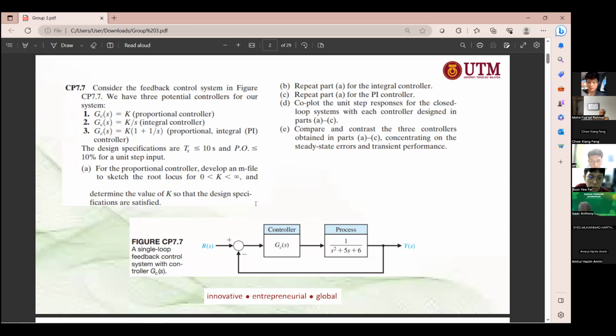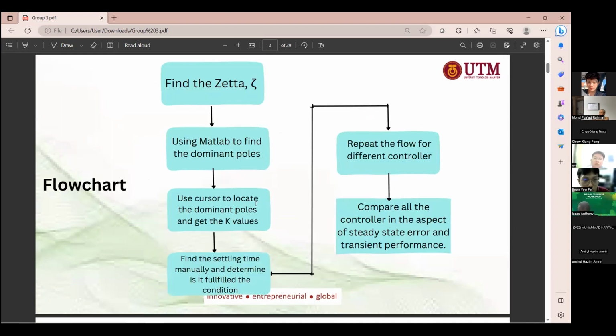overshoot under 10%. So next, okay, the flow chart is we are given the specs, so we find the zeta from the percent overshoot from the standard graph, and then use Matlab to find the dominant poles, and then we get a gain from the root locus plot. Okay, for these 3, and then compare all of the controllers. Next.